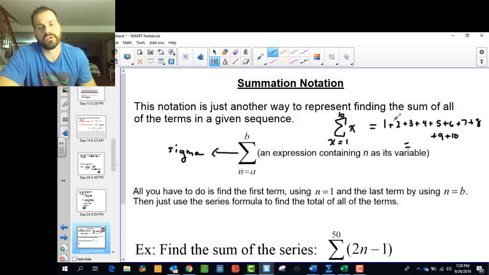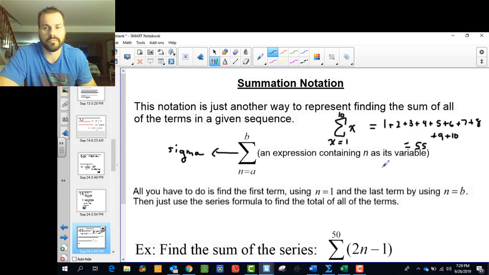Now, in order to figure out the sum, you can actually add these up. So that's 3 and 3 makes 6, plus 4 is 10, plus 5 is 15, 21, 28, 36, and then 45, 55. Or you can notice that 1 and 10 are 11, 9 and 2 are 11, 3 and 8 are 11, 4 and 7 are 11, and 5 and 6 are 11, and there are 5 pairs of them. So in other words, you can use the sum formula from the arithmetic sequences.